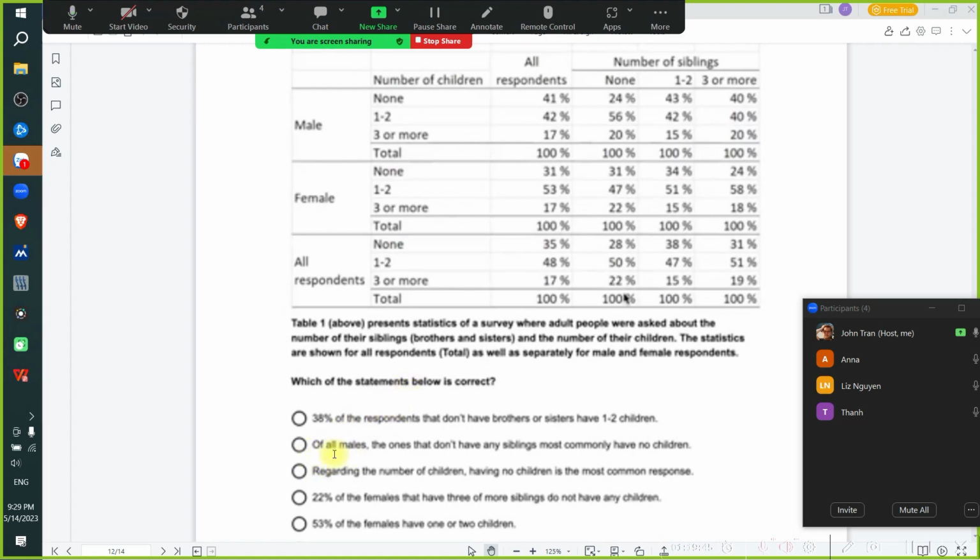Of all the males, trên tất cả những đàn ông, những người mà không có siblings, không có anh chị em, most commonly have no children, gần như không có trẻ con luôn. All males. Okay, all males don't have siblings, so none. None sibling. Have no children. Where's that?